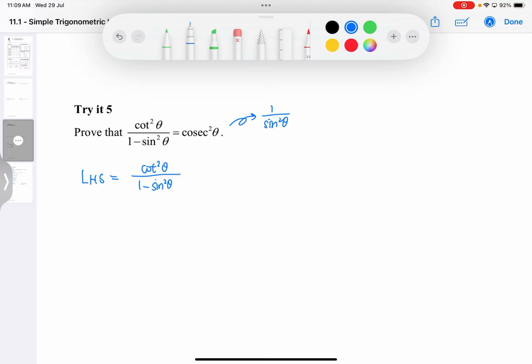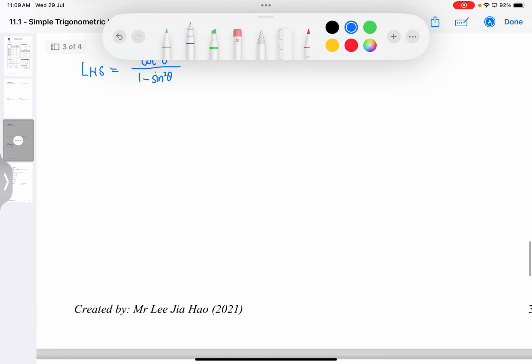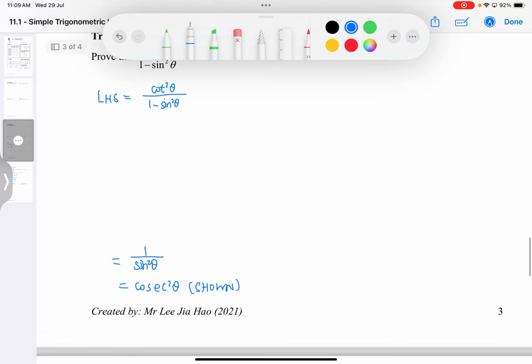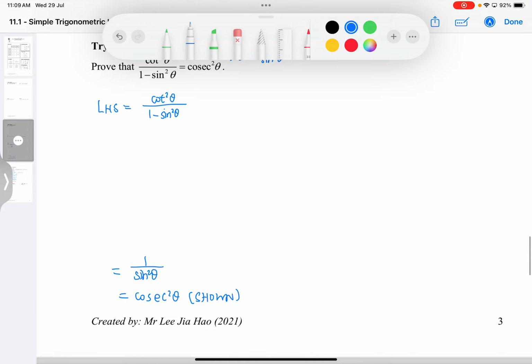So that's your ultimate goal. You must remember at the back of your mind, I eventually want to achieve at the bottom 1 over sine square theta, which is equal to cosecant square theta, as shown. I start with that, I want to end with this. So what's the first thing we should do?